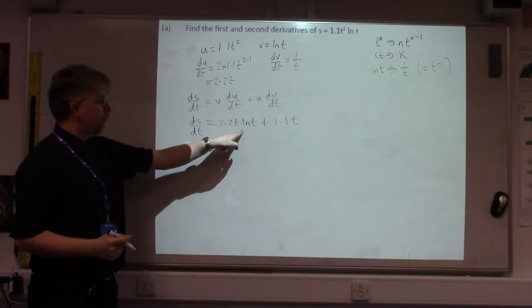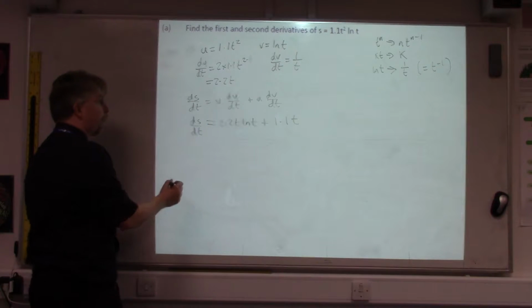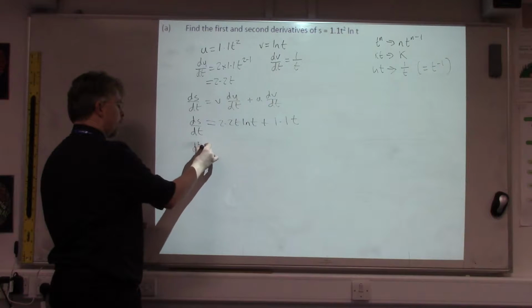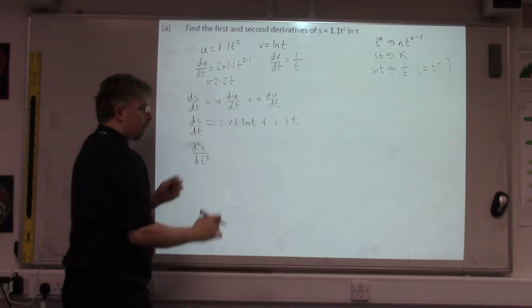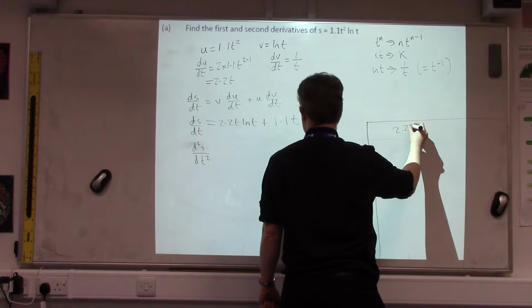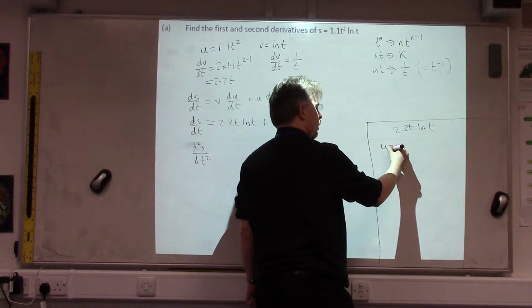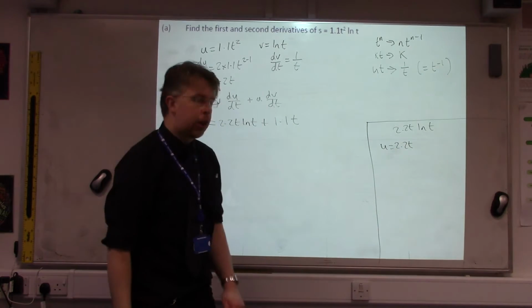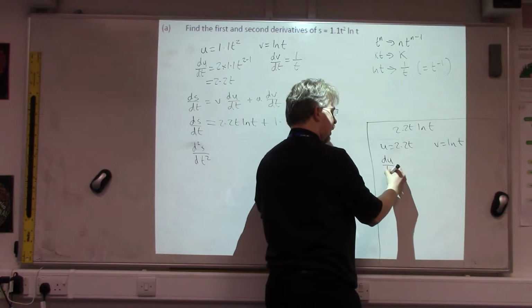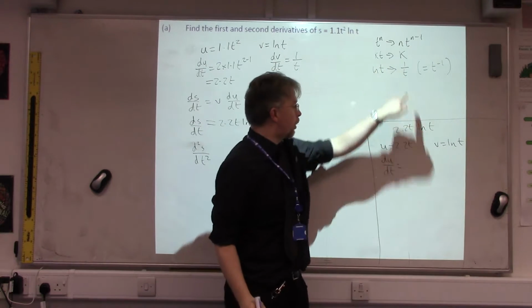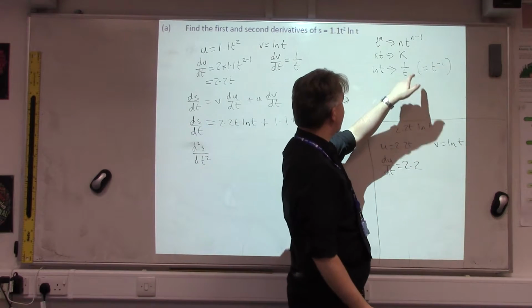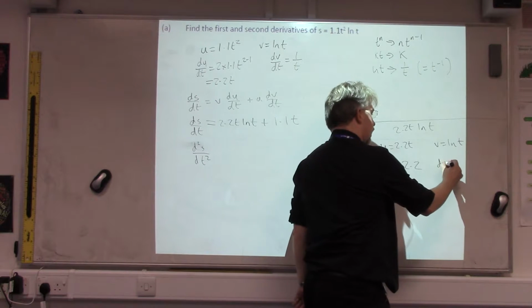Now we get another product for the first term. The second term is just a straightforward one to differentiate. So d2s over dt squared. We'll do the product first in a box. So 2.2t ln t. So u equals 2.2t, v is equal to ln t. So du by dt, a kt scenario, so we just get the number in front of the t, which is 2.2. v equals ln t, which goes to 1 over t again.